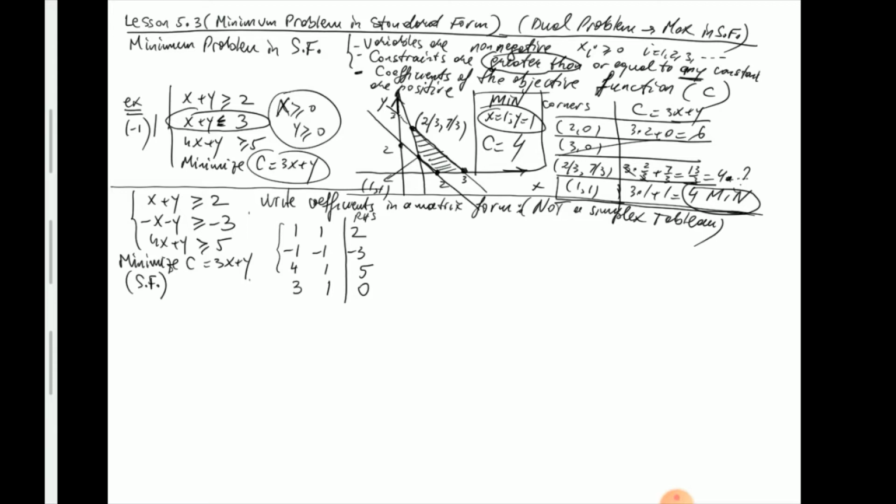Then we're going to create what we call the dual problem by transposing this matrix. Transposing this matrix means interchanging the rows and columns.